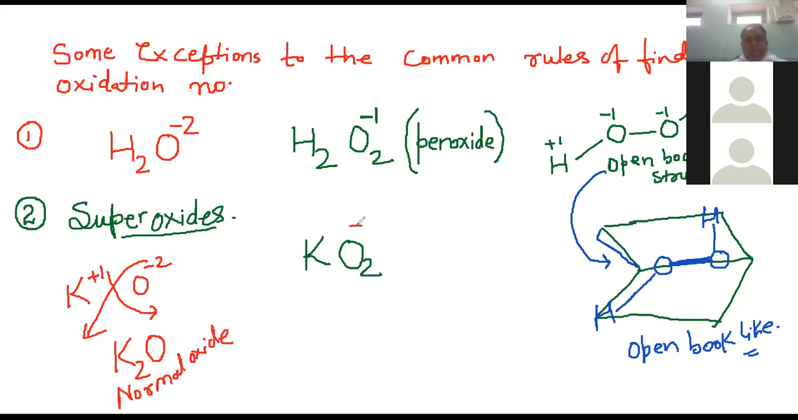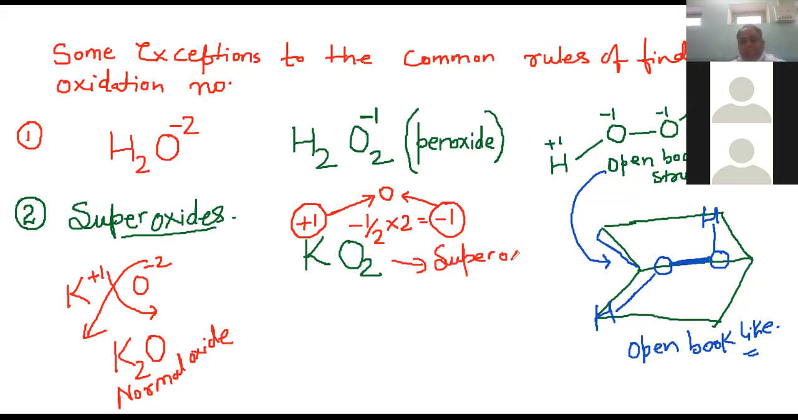In this case, oxidation number of oxygen will be -half, so that it becomes -half into 2 equal to -1, and it can get neutralized with +1 of potassium. So that +1 and -1 together they are 0. So this is a superoxide. Another example of superoxide could be rubidium oxide.